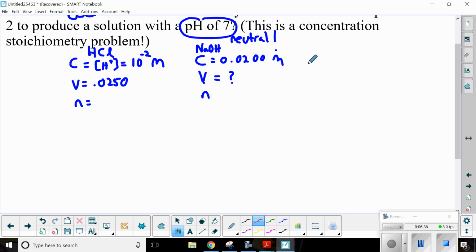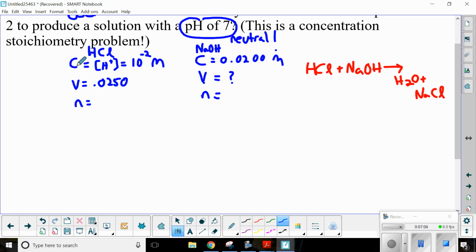Quick balanced equation. You've seen this one a bunch of times. Here's stomach acid, hydrochloric acid, sodium hydroxide will go to water and salts. And it's a 1:1:1 ratio. So however many moles of HCl that I have here will be the same number of moles of sodium hydroxide I'll have here.